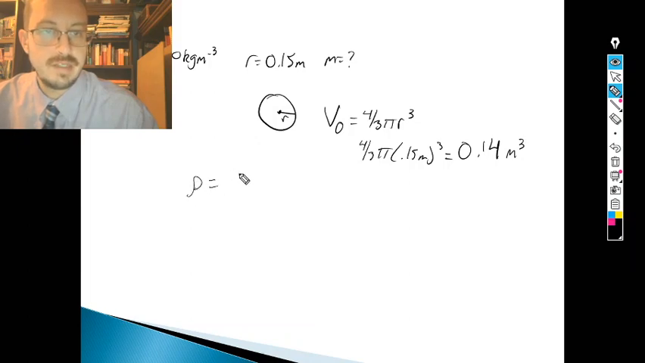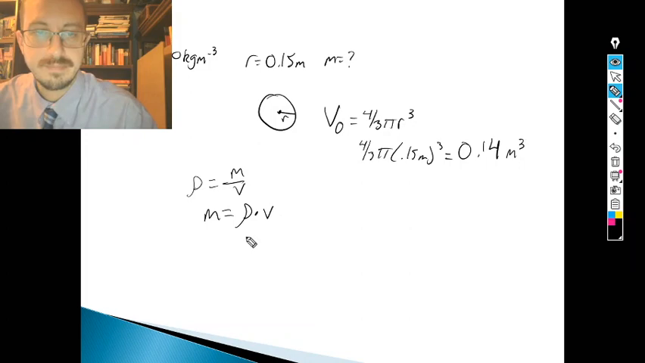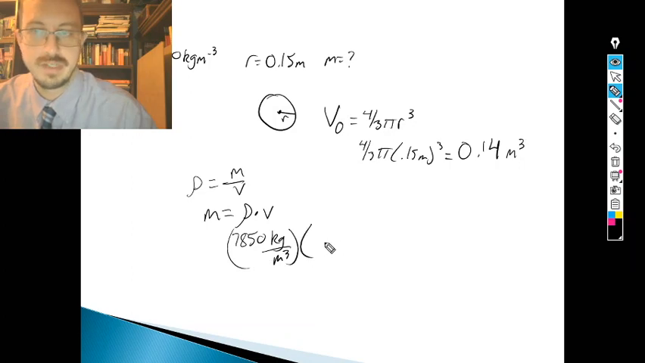Because we know that density is equal to mass per volume, and we want to know the mass, we can rewrite this as mass is equal to the density times the volume. Sometimes, especially with a fluid, we might be able to measure the volume of something, and if we know the density, then this gives us a way to deal with how much mass there is. So the density is 7,850 kilograms per cubic meter. The volume we just calculated to be 0.14 cubic meters. Here we see that cubic meters will cancel, and we'll be left with kilograms of mass.